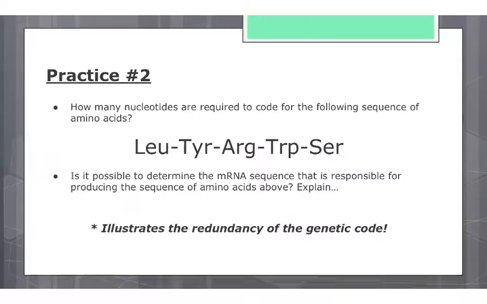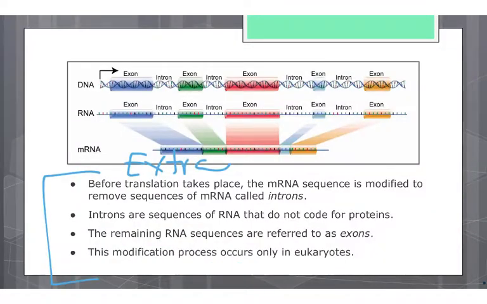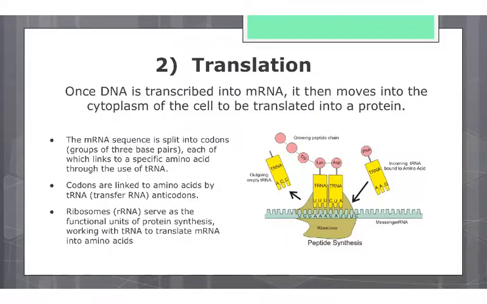Okay, let's jump to going back to our transcription page. So remember, our transcription is taking that DNA and turning it into mRNA. It happens inside the nucleus. It goes from a double-stranded to a single-stranded mRNA. Really, it's the same base pairs, except instead of T's, we use U's. Now, going to the next one, once we have it transcribed into mRNA, we are going to go through translation, which is going to turn it into a protein, which is made up of our amino acids.